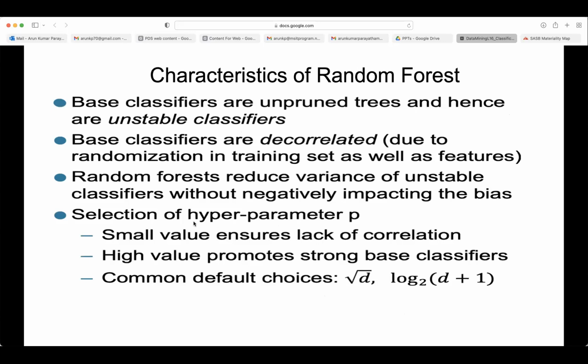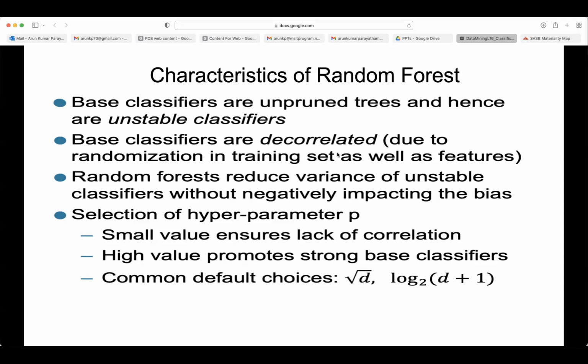So what are the characteristics of random forest? Base classifiers are unpruned trees and hence are unstable classifiers. Because we took each one to its purity, we have seen at least one or two instances with that class for those attributes. We are not assuming anything like a majority class, so there are no instances left going to a different class. That's why these are unstable classifiers, at least on the training data set.